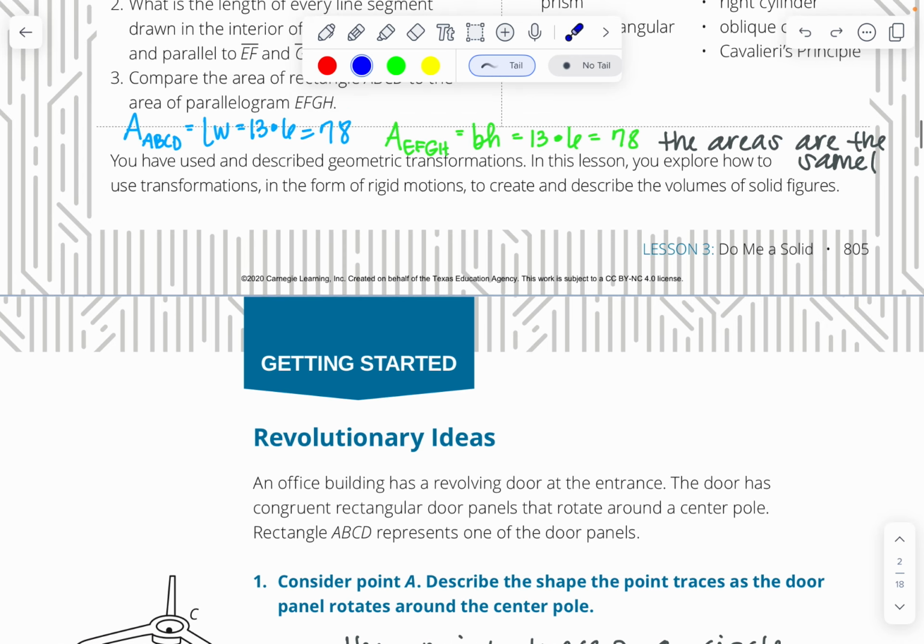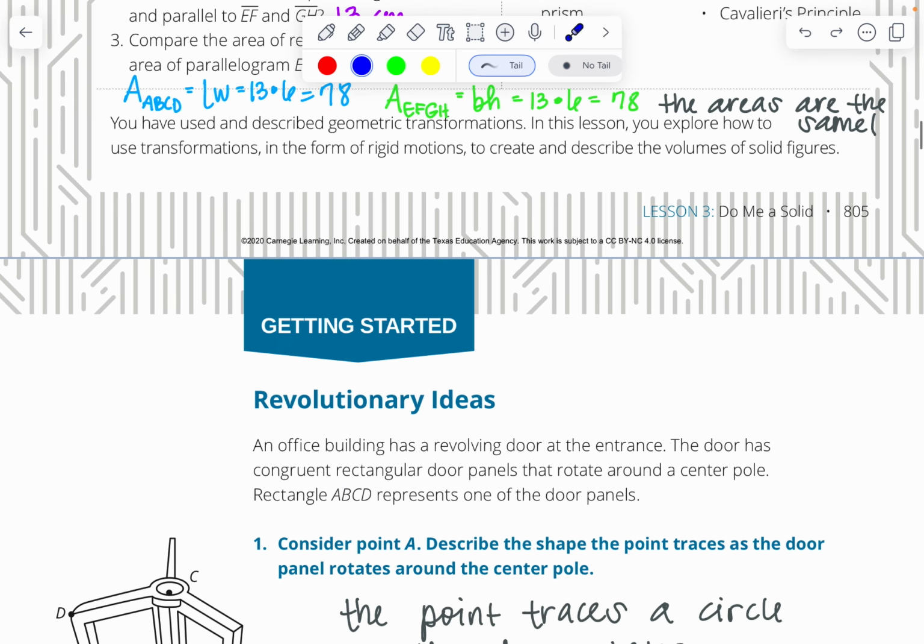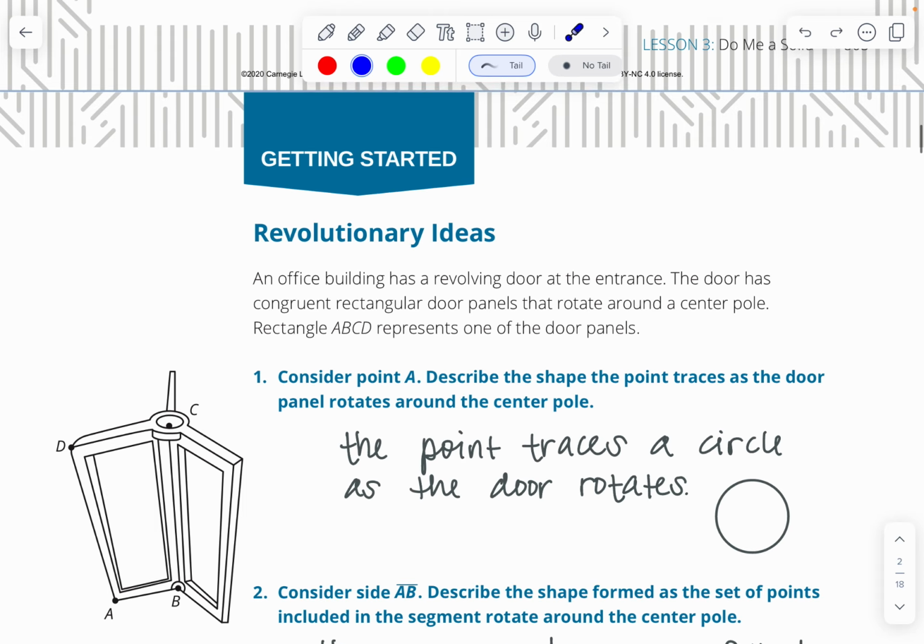All right, getting started. An office building has a revolving door at the entrance. The door has congruent rectangular door panels that rotate around the center pole. Rectangle ABCD represents one of the door panels. Consider point A. Describe the shape the point traces as the door panels rotate around the center. As A is rotating, it's creating a circle on the floor.